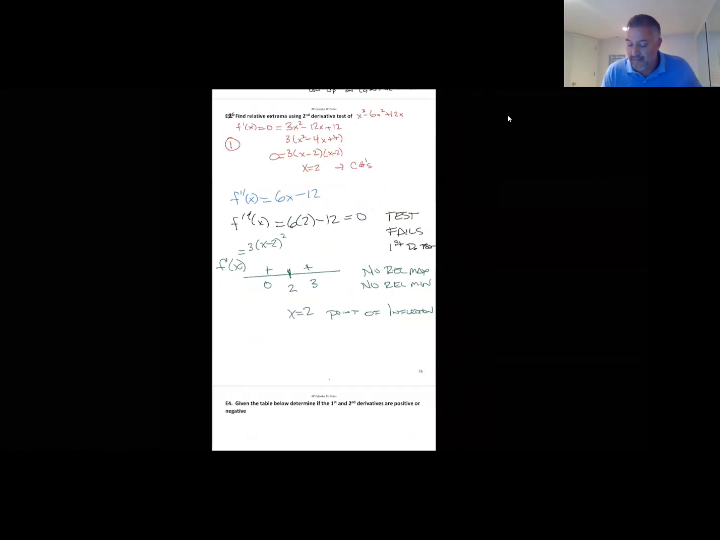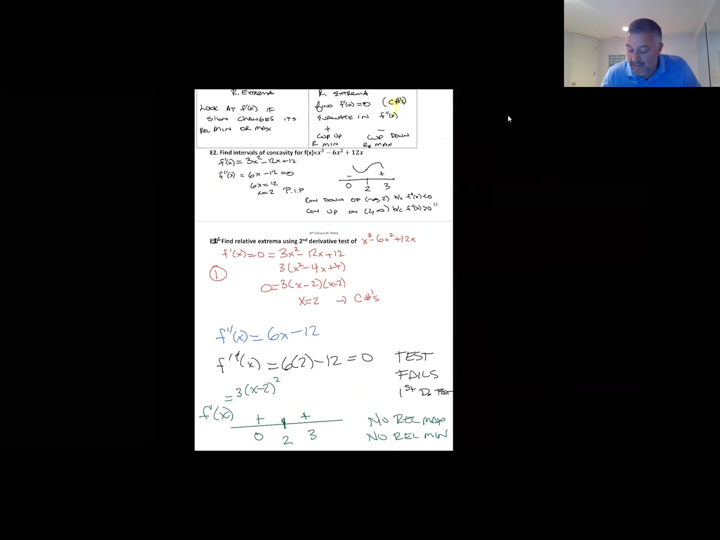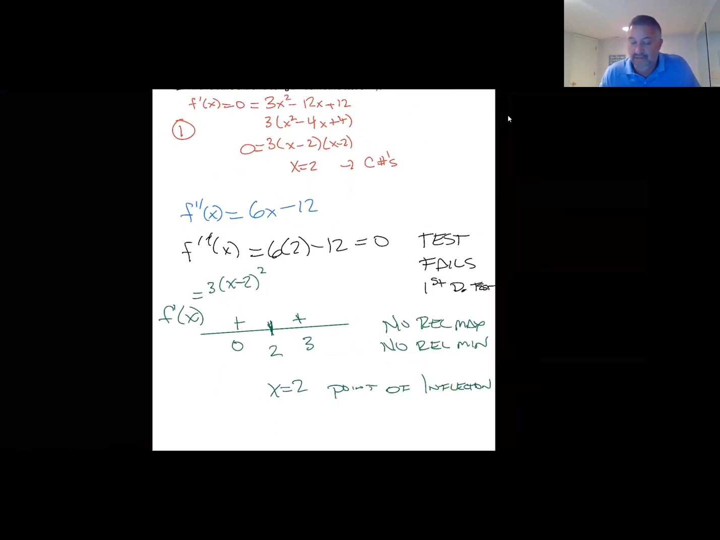Now, I guess we knew that from concavity here, right? But the second derivative test for relative extrema failed. The first derivative test told us this increasing and decreasing, the slopes were always positive, which leads us to that final conclusion through the tests that the only thing it could be is a point of inflection.